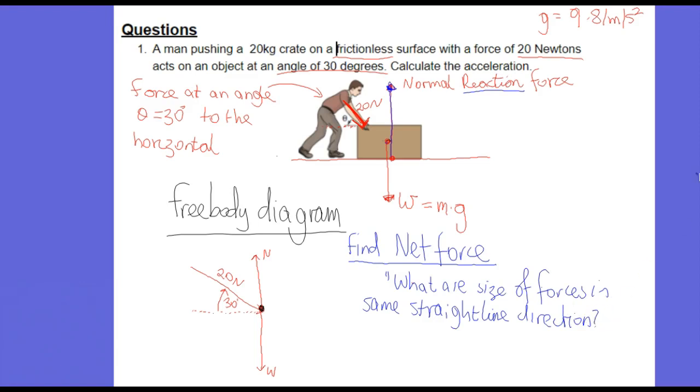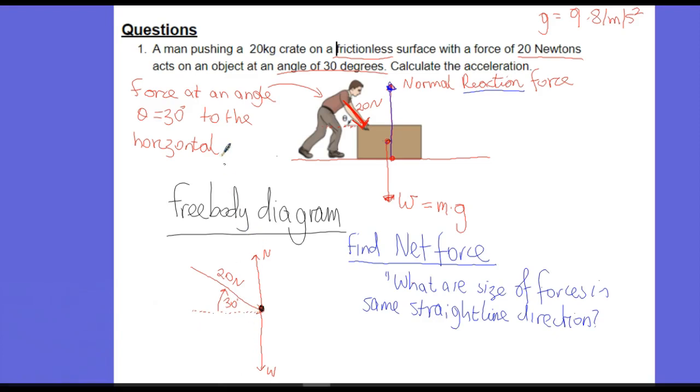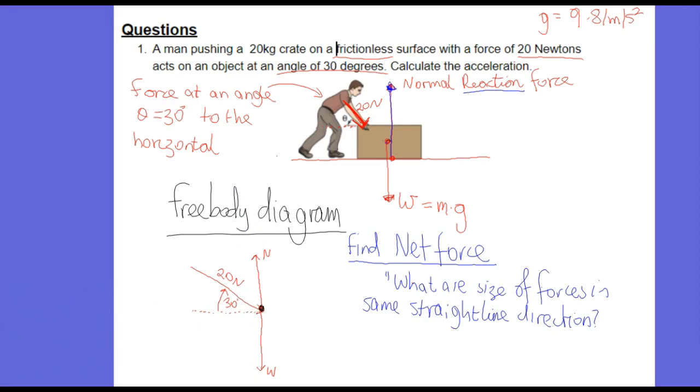Looking at the forces that we do have, how many different straight line directions could we possibly have? Well, we've definitely got an up and down straight line direction. Does everyone see that? So we've got forces acting just perfectly in a vertical straight line direction.